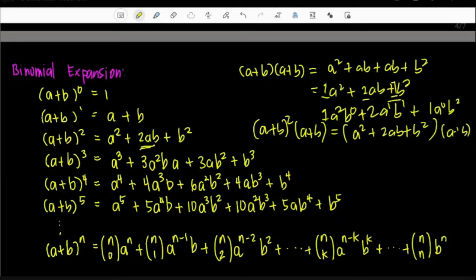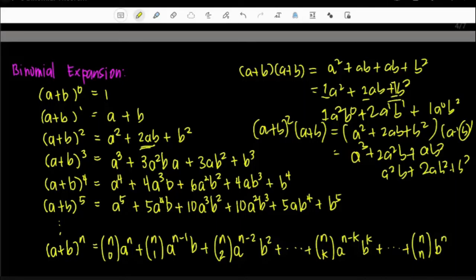So if you perform the long multiplication, you will have a squared plus 2ab plus b squared times a plus b. So you multiply this one, you distribute a, so you have a cubed plus 2a squared b plus ab squared. Now, when you distribute b, you have a squared b plus 2ab squared plus b cubed. So you'll have this one, a cubed, 3a squared b, 3ab squared, b cubed.